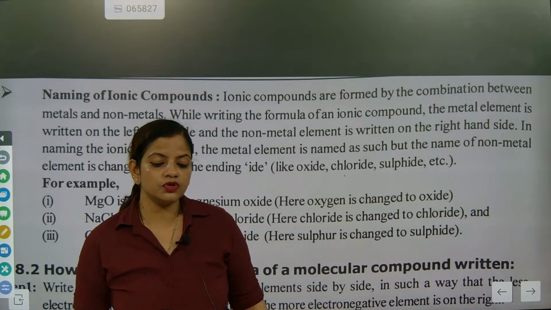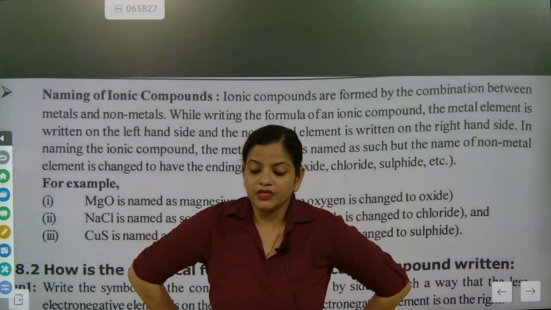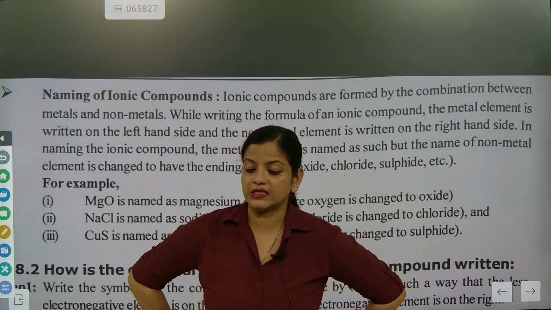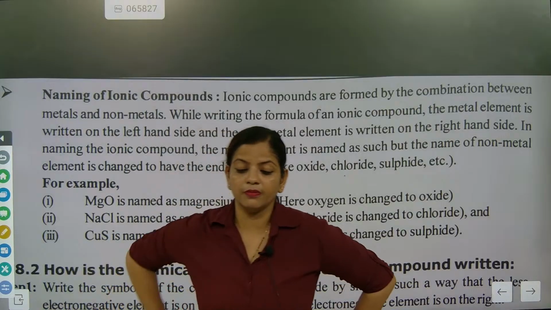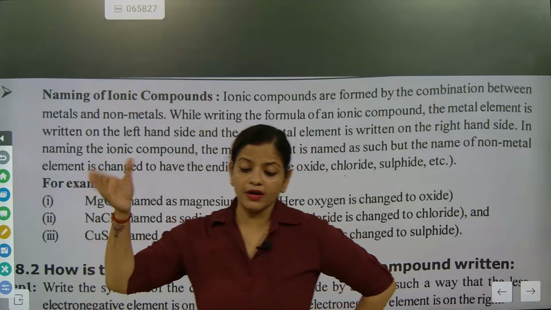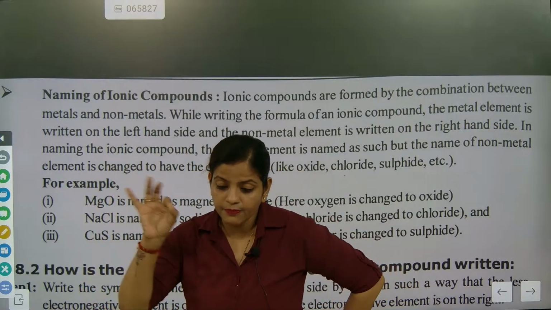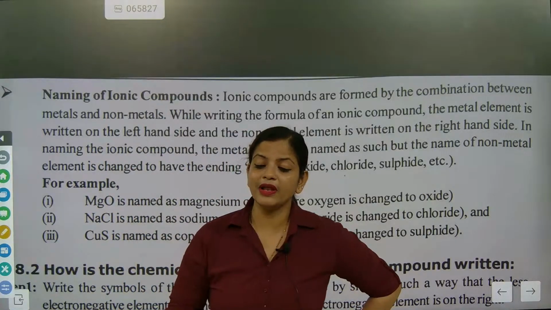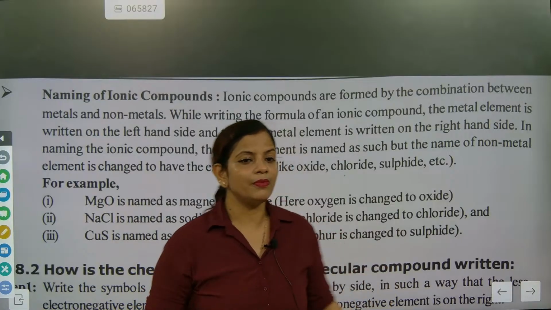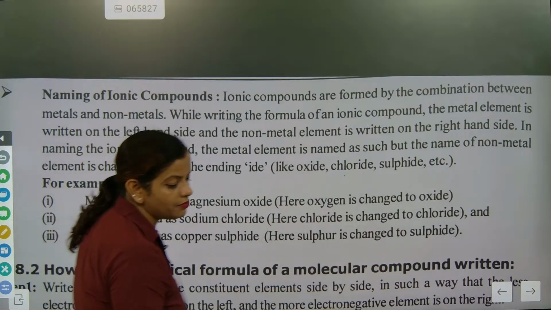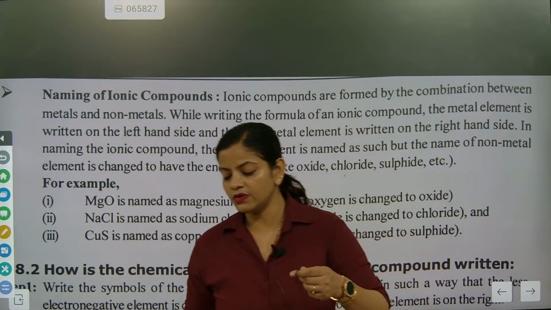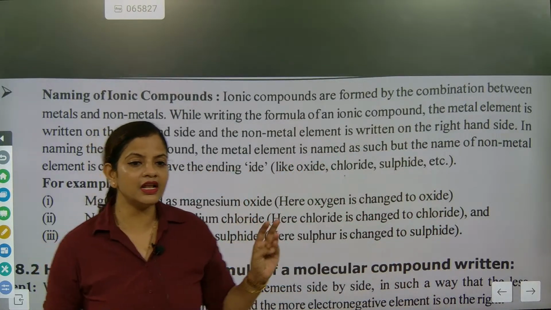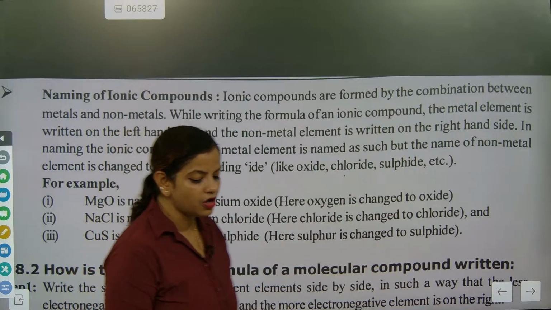I hope you have understood this one. If somebody asks you, you should be ready to answer these questions. Molecular compounds are made with two non-metals, but when ionic compounds are there, one is a metal and one is a non-metal. Second important point to write: the metal element will be written on the left and the non-metal element on the right. Write down: second point, metal left, non-metal right. Always metal left, non-metal right.